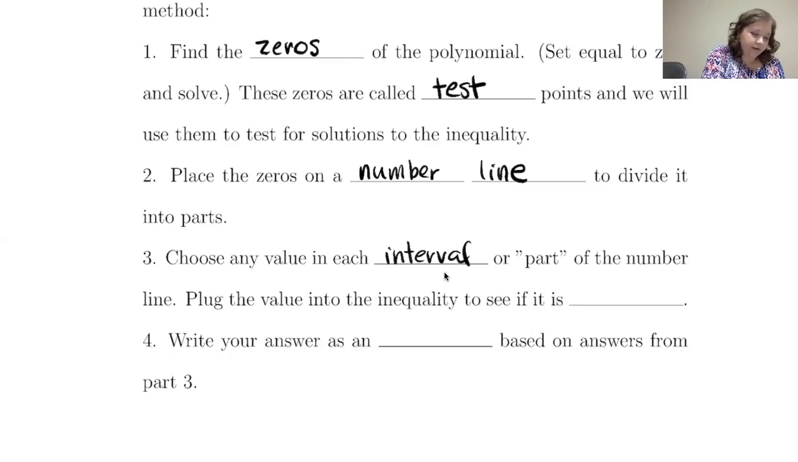We're going to basically plug it back into the original equation and see if it's true or false. If it's true, we will include that part of the interval. If it's false, we won't include it. Once we figure out which ones we're including and not including, we will write the final answer in interval notation. And that will be the answer to the problem.